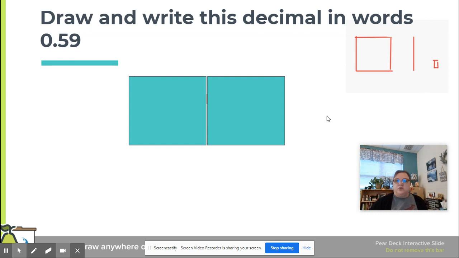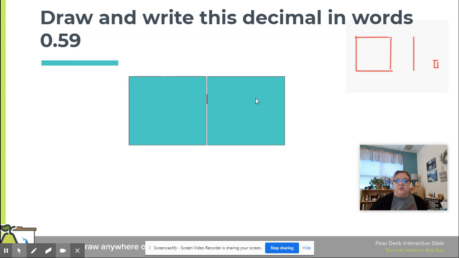So this one we'll do pretty much together, but I want you to think about this. If you were to just see 5, 9, you would say 59, right? So in this, you're going to say it as 59 also. But think about the place of this 9. So this place is the tenths. This is the hundredths. So you've got 59 hundredths.